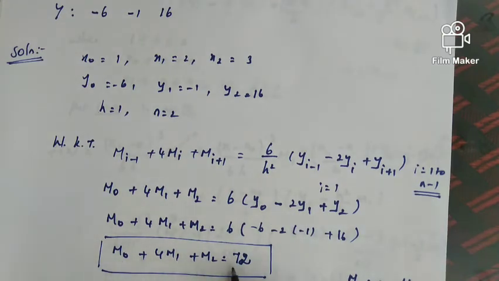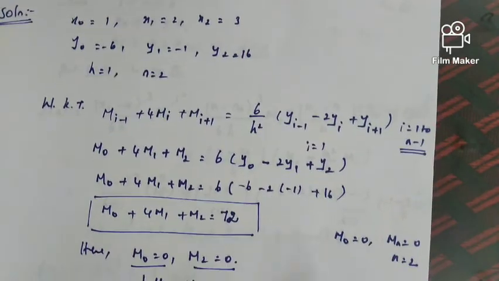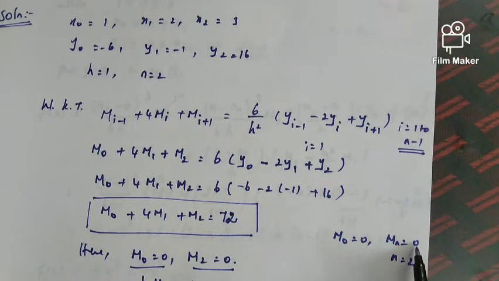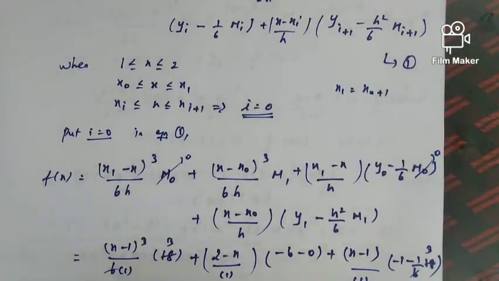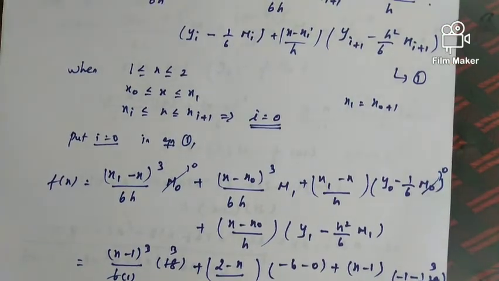Okay. So after substituting that, we arrive at an equation involving m0, m1, m2. And we know that in the general case m0 and mn are equal to 0. Comparing that, we get m0 and m2 equal to 0. Substituting these two values in this equation, we get m1 equal to 18.